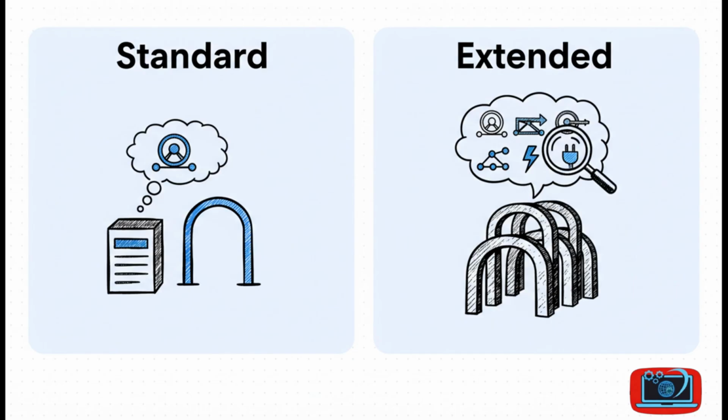But an extended ACL? Whoa, that's a whole different ballgame. It's like a full-on interrogation. It asks, where are you from? Where are you going? What protocol are you using? And what door are you trying to get through? All that extra detail gives you this incredibly fine-tuned control over your traffic.